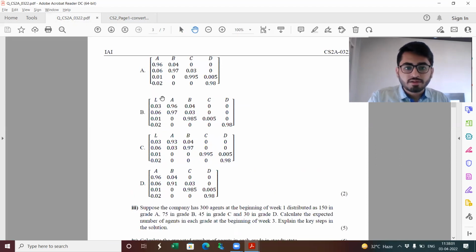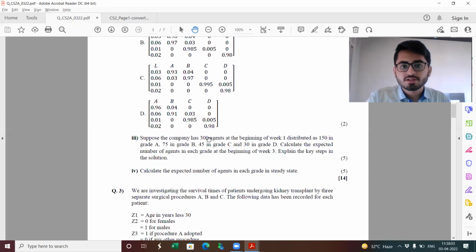Question part 3. Suppose the company has 300 agents at the beginning of week 1, distributed as 150 in grade A, 75 in grade B, and so on. Calculate the expected number of agents in each grade at the beginning of week 3. So basically we're at the beginning of week 1. There will be 2 more transitions, from week 1 to week 2 and then week 2 to week 3, right?